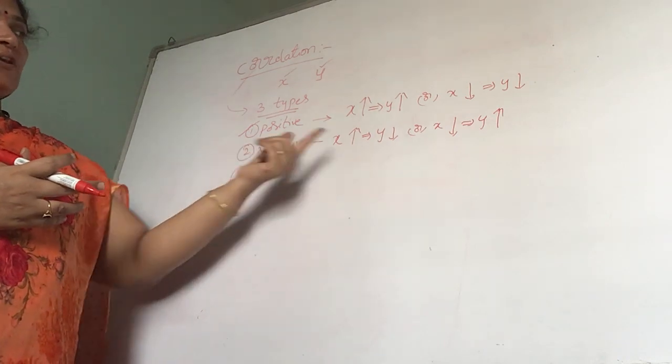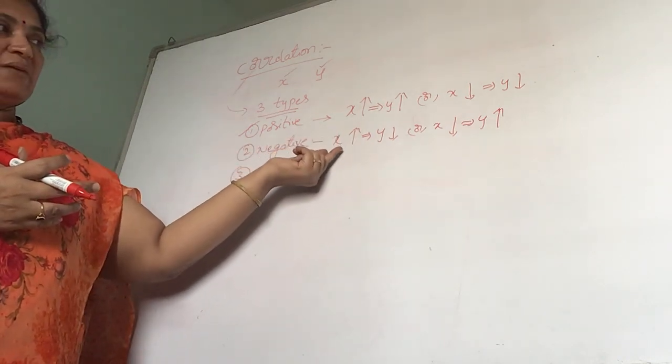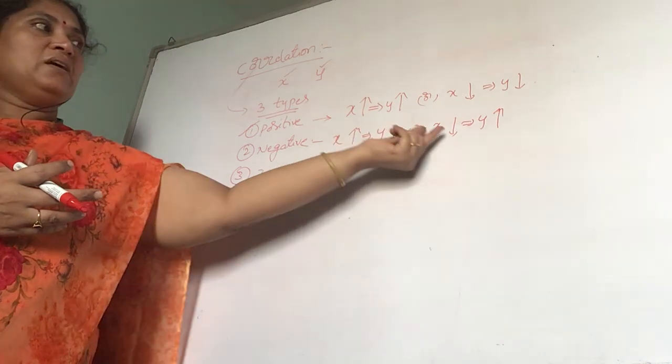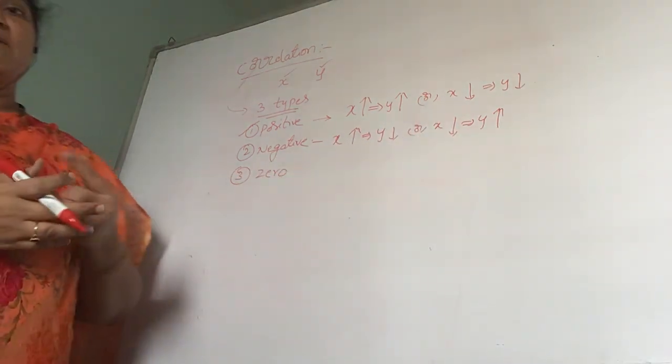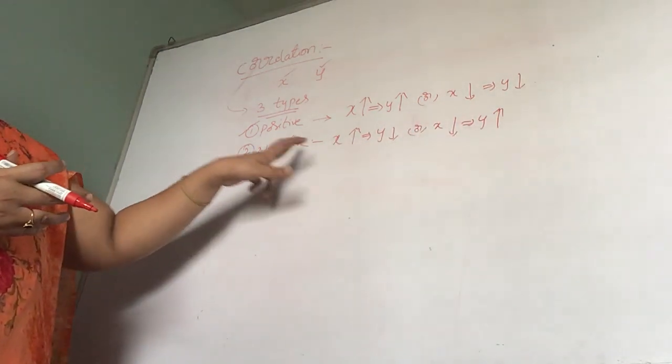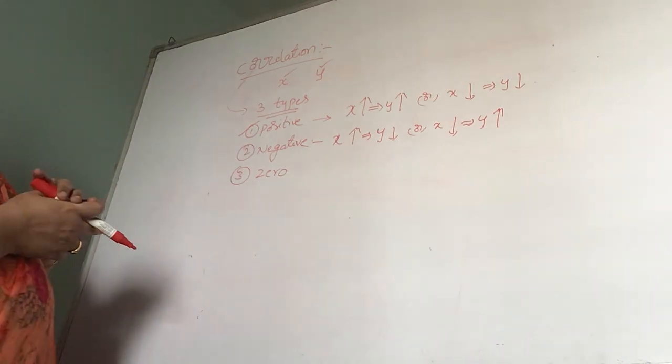There is a negative correlation between the two variables if one variable increases and the other variable decreases, or if one variable decreases and the other variable increases. So this type of correlation is called negative correlation.